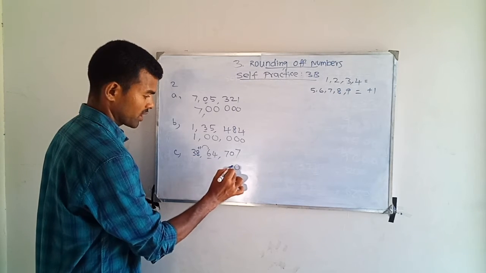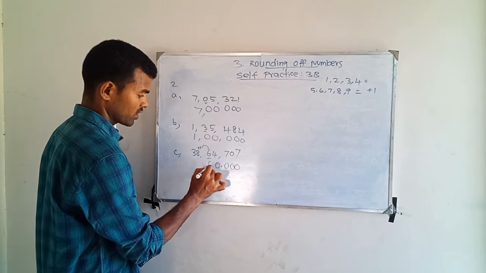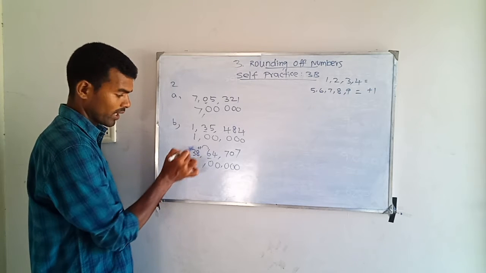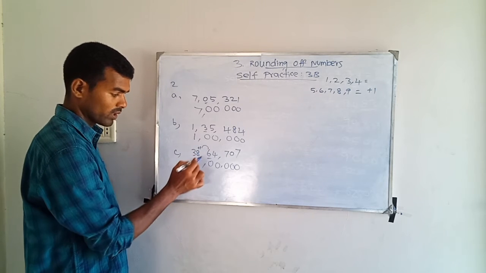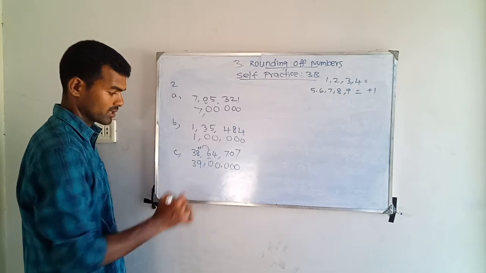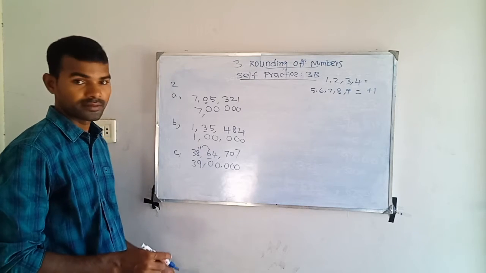Ones place 0, tens place 0, hundreds place 0, then thousands place 0, 10,000 place 0. Since the 10,000 place is 6, you are adding 1. So it's 8 plus 1, 9. The remaining digit, whatever it is, just write it. 3, just write. This is the answer: 39 lakh.